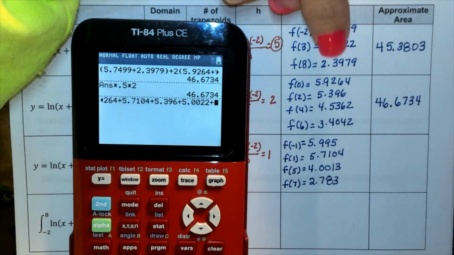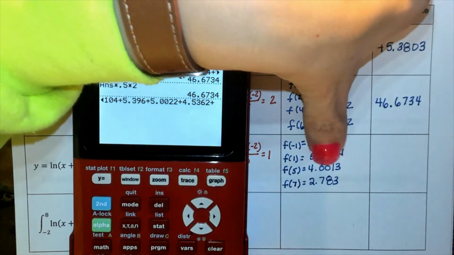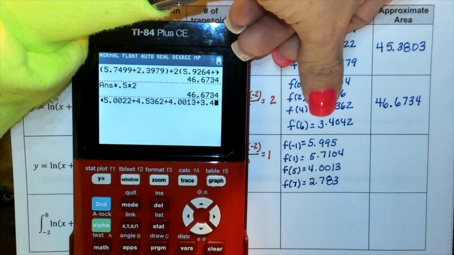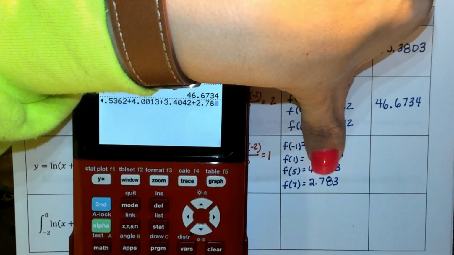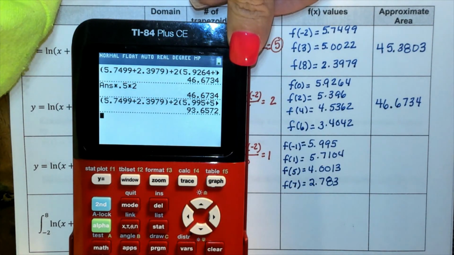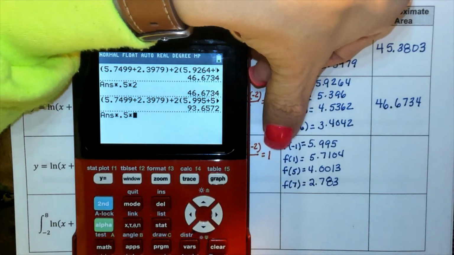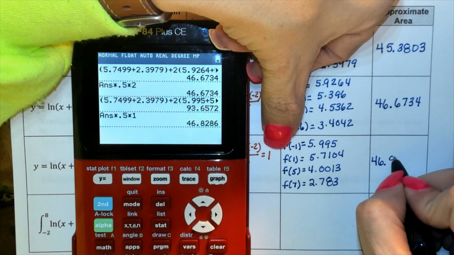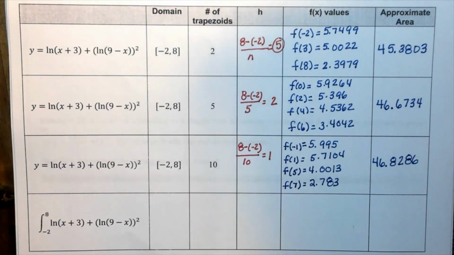5.0022 plus 4, 4.5362 plus 5, 4.0013 plus 6, 3.4042 plus 7, 2.783 parenthesis. Oh, I hope I don't mess up anywhere. Okay. Times 0.5 times 1. So it is 46.8286. Okay, here we go.